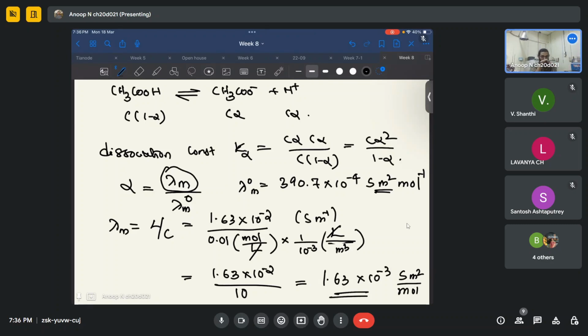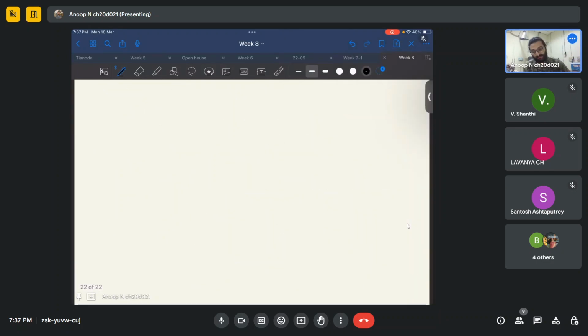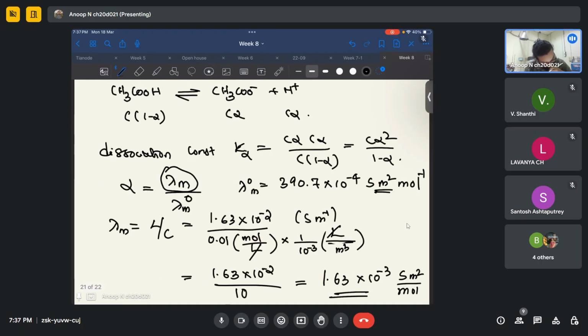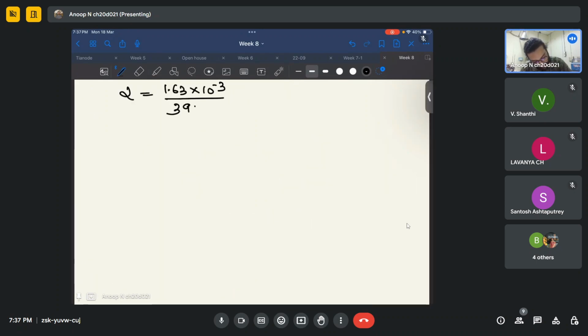Clear? So always check the units. Units should be syncing everywhere. If units are not syncing, you have to appropriately convert it. So now you can calculate alpha. Alpha is equal to 1.63 into 10 raised to minus 3 divided by, what is the lambda 0 value? 390.7 into 10 raised to minus 4, right? So what will be the answer? Alpha.